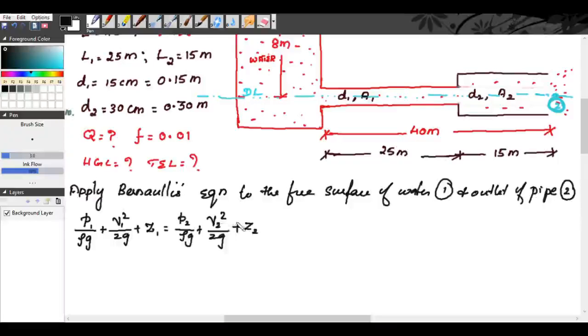plus all losses. So, what are the losses here? All losses means it is due to friction. So, we have the frictional loss in pipe 1, frictional loss in pipe 2. They are the major losses. Now, we have the minor losses. So, minor losses at the inlet of the pipe 1. Then here we have another loss, that is in the exit of pipe 1.